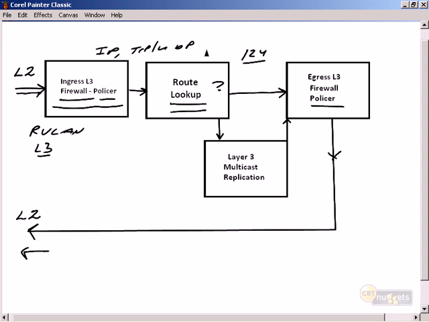Now I have simplified this a little bit because if this traffic is TCP, we know that it's going to be what we call session oriented or connection based traffic. So there's going to be a session. So this traffic could already be part of an existing session or it could be a brand new session.